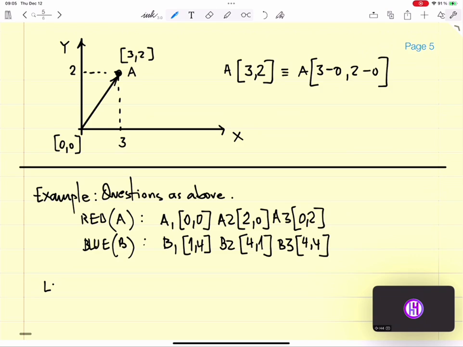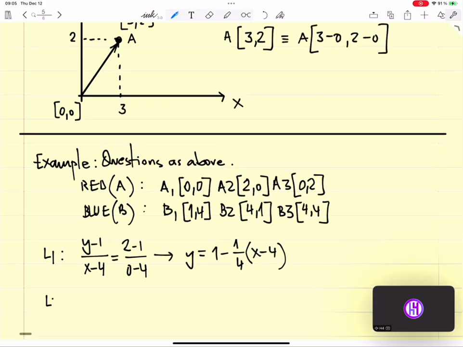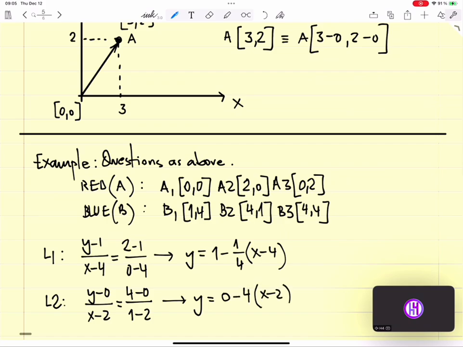So the first thing we do is calculate the lines. Y minus 1 divided by x minus 4 equals 2 minus 1 divided by 0 minus 4. Of course, until you get to this level, you need to do some practice, okay? But this is the way I picture it for the exam for you. Line 2 is equal y minus 0 divided by x minus 2 equals 4 minus 0 divided by 1 minus 2. Then this is 0 minus 4 times x minus 2.